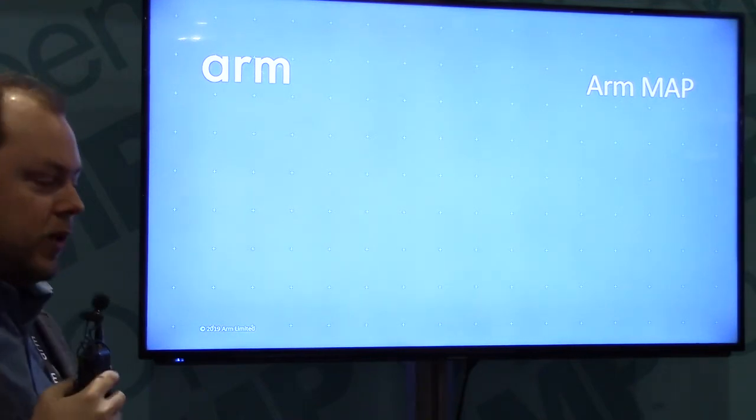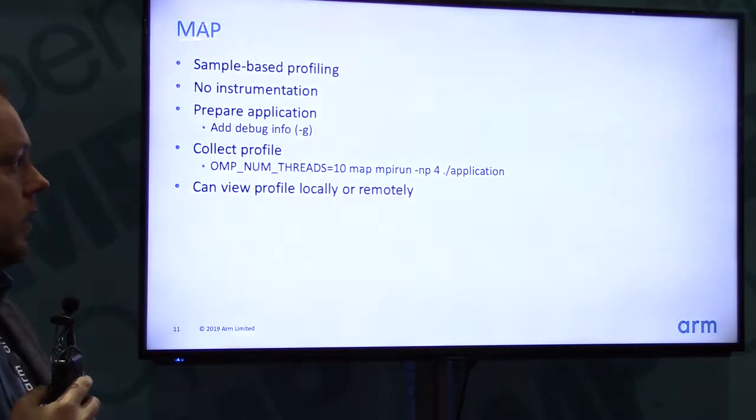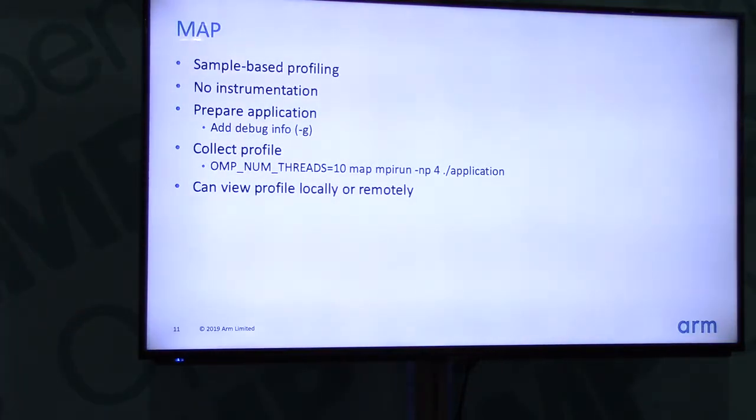So I'm going to move on quickly to MAP now. MAP's a sample-based profiler, so that enables us to keep the overhead low. The sampling rate is adaptive as well, so for particularly long-running jobs, the sampling interval will be increased, so we collect less data as the job goes on, and we consolidate this data as well. The idea is that your profile will be roughly the same size no matter how long your job is. So you don't have to worry about things like exhausting the file system or excessive overhead as you have longer jobs.